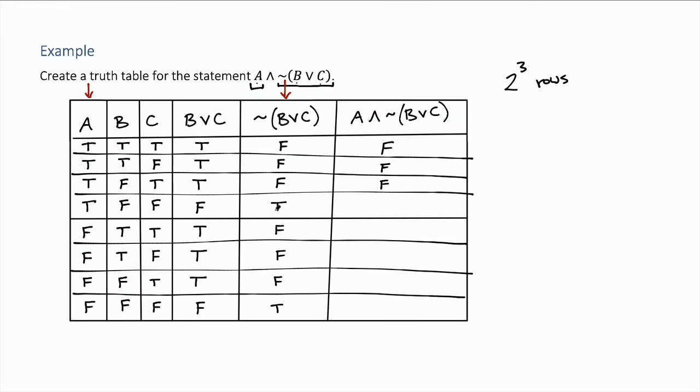But this fourth row, I've got a true there, and I've got a true there, so this is a true statement. Okay. Now, the next three, we see falses, so we're going to have false. This fourth one, there's a true here, but the A was false, so I didn't have both trues, so that's false. So there's our truth table for this compound statement, A and not B or C.